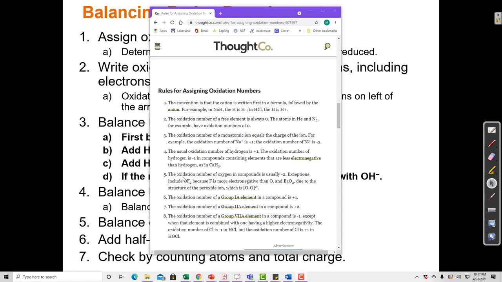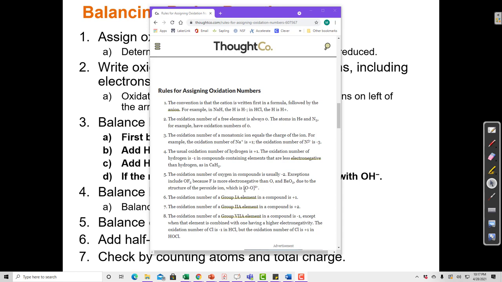Except when oxygen is bonded to atoms that are more electronegative than itself. There's only one atom that's more electronegative than oxygen, and that's fluorine. So when oxygen is bonded to fluorine, oxygen becomes the positive part of that compound, because F is even more electronegative, so F is the negative part of that compound.